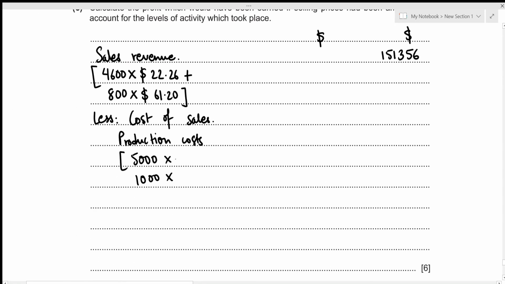5,000 times the production cost per unit for small sizes, which was 10.84, plus 1,000 times the production cost per unit for large sizes, which was 36.80. So the total production cost is 5,000 times 10.84 plus 1,000 times 36.80, which results in 91,000. Okay, lastly, we subtract our closing inventories.